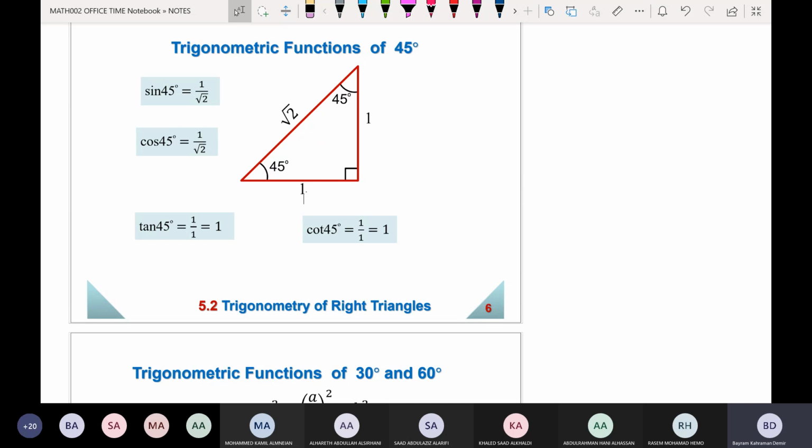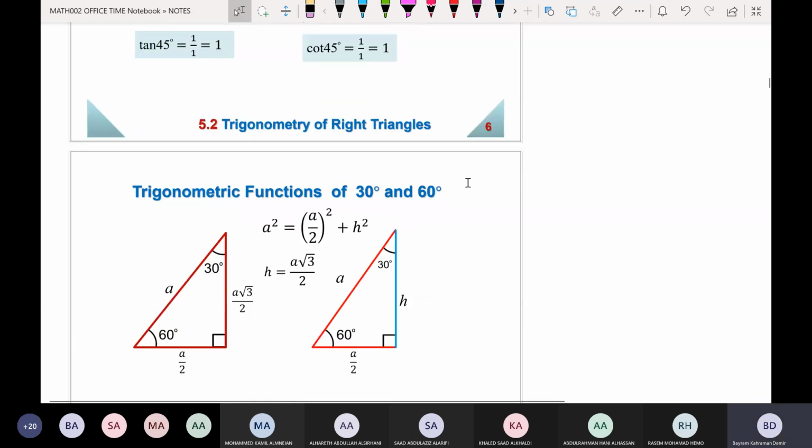So these are the values. These are the trigonometric ratios of 45 degrees, and these are the numbers that we need to memorize: sine 45, cosine 45, and tangent 45. Because every time we see the 45 degree, we are going to use these values.